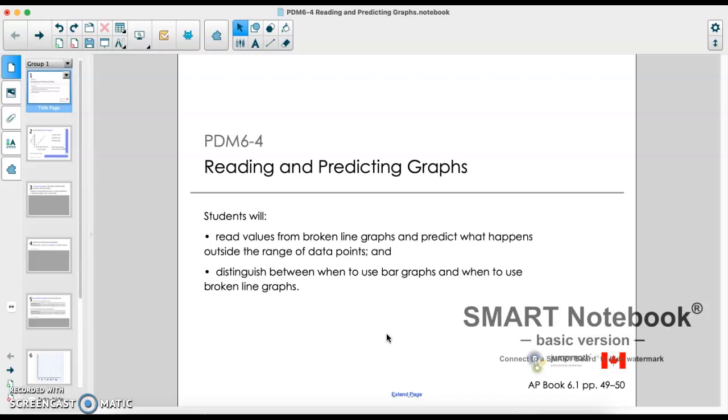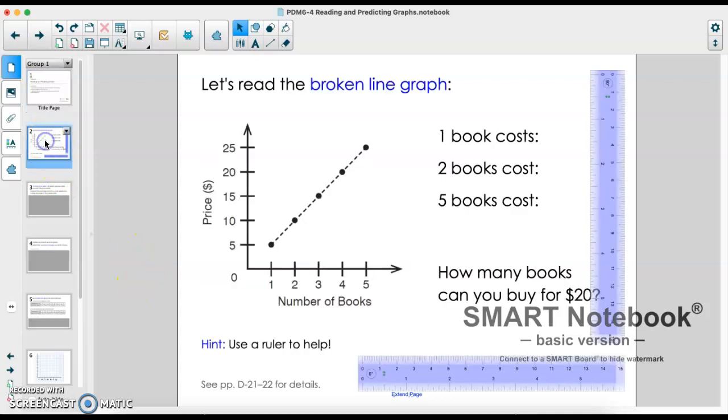And then distinguish between, and this one becomes important on the second part of the practice that you're going to do, when to use bar graphs and when to use broken line graphs. So here's where we're going to start. We're just going to review reading broken line graphs.